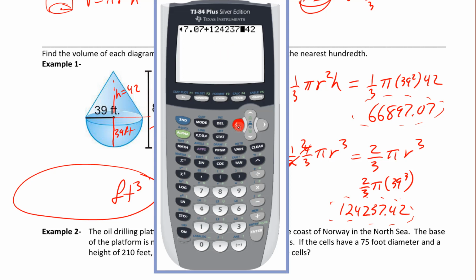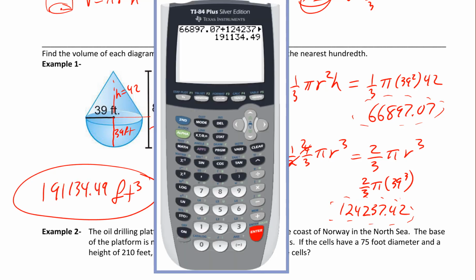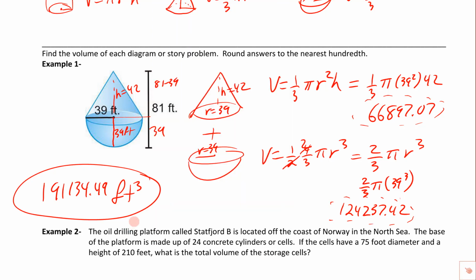And again, just like to double check here, make sure that we've got that in there right. We're looking for 66,897.07. This calculator takes a little while to kind of scroll back here. There's our 66,897.07. So we're all set to go. We're going to hit enter, and we get 191,134.49. And bring the calculator back, just double check and make sure I got that written down correctly. I did. So there's our answer.